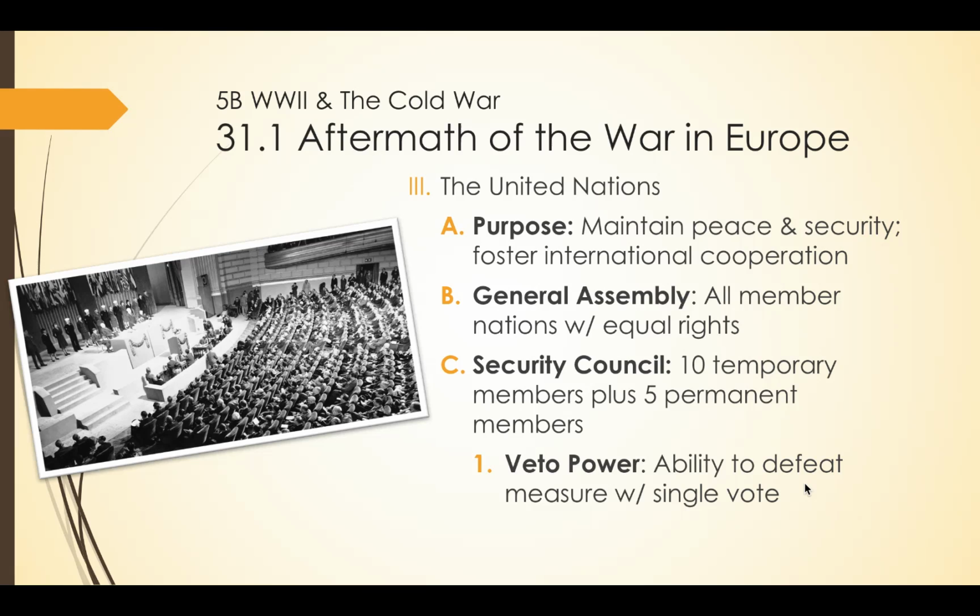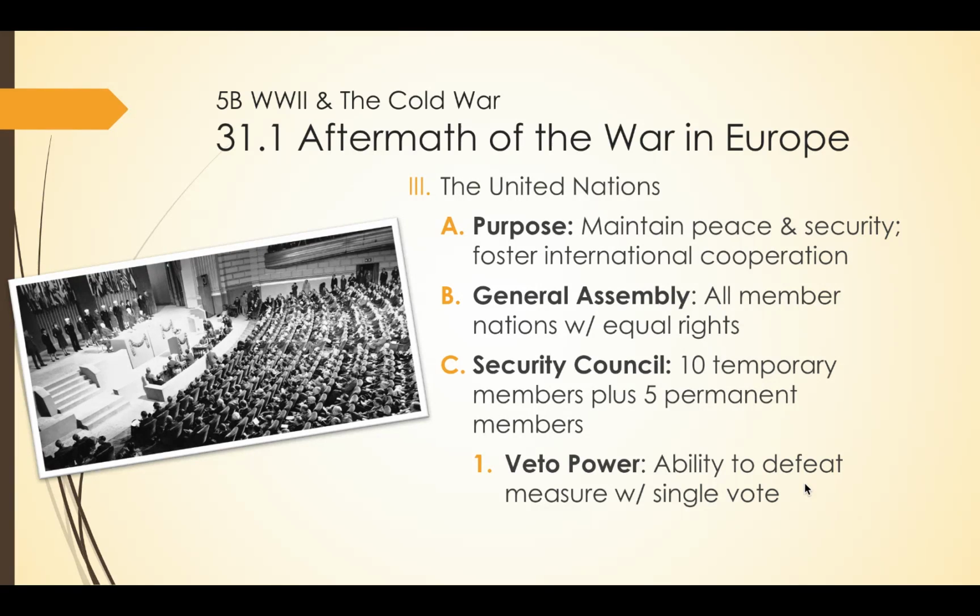But there's also the Security Council. The Security Council is made up of 15 member countries. There are 10 temporary members and 5 permanent members. Those permanent members are the 5 strongest countries in the world. They are France, China, Great Britain, the United States, and the Soviet Union during this time.